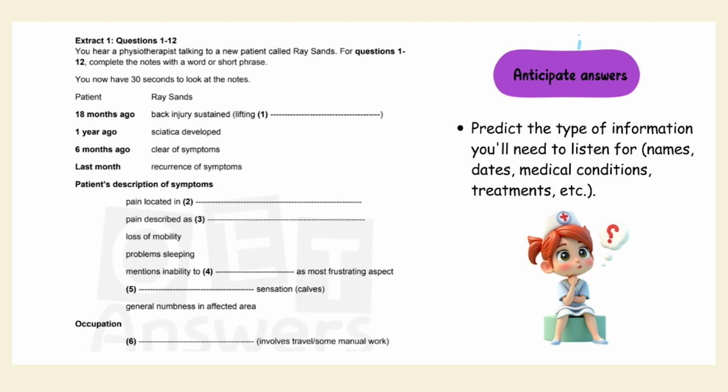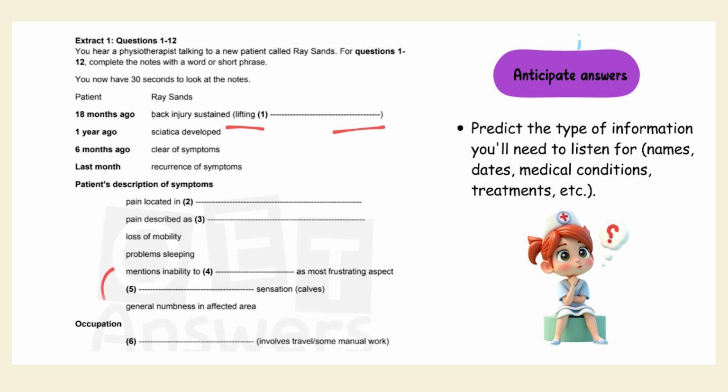So, sustaining. First question, back injury sustained lifting, a dash. So lifting, an object would come. I told you, right? An object name. So in the audio, what object are they mentioning in this area? 18 months ago, what object have they mentioned? If heavy suitcase, you can write heavy suitcase.